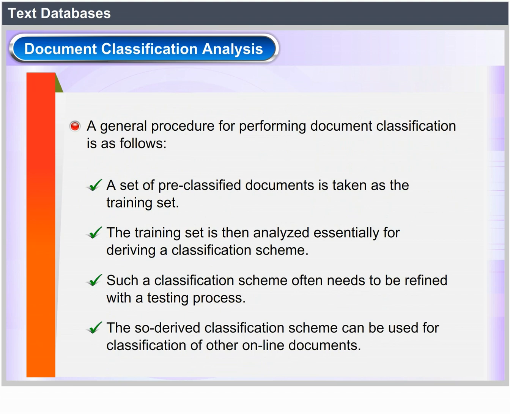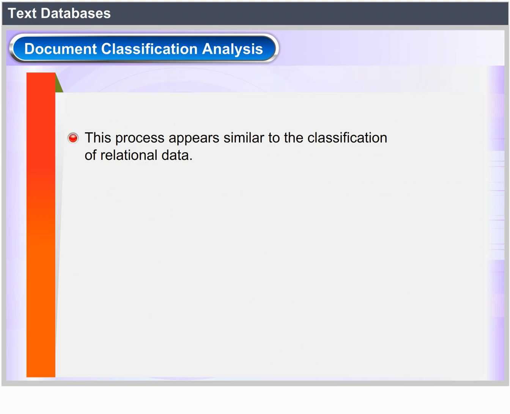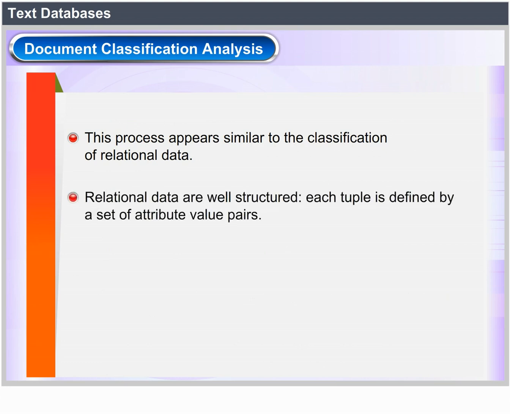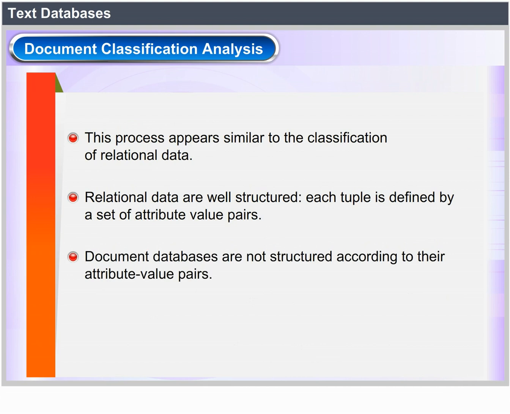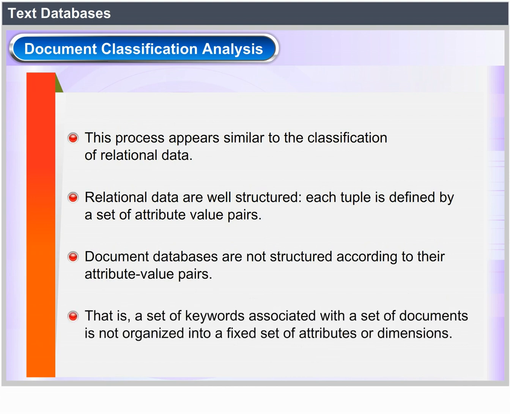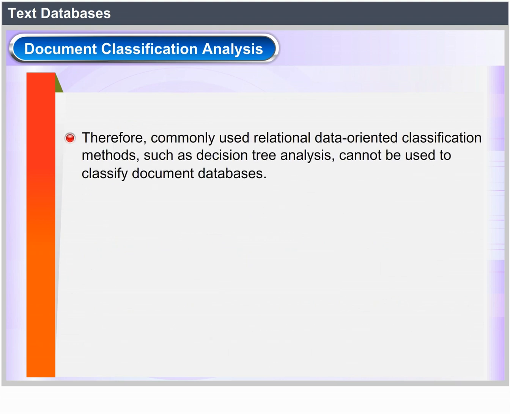This process appears similar to the classification of relational data. Relational data are well structured. Each tuple is defined by a set of attribute-value pairs. Document databases are not structured according to attribute-value pairs. That is, a set of keywords associated with a set of documents is not organized into a fixed set of attributes or dimensions. Therefore, commonly used relational data-oriented classification methods, such as decision tree analysis, cannot be used to classify document databases.